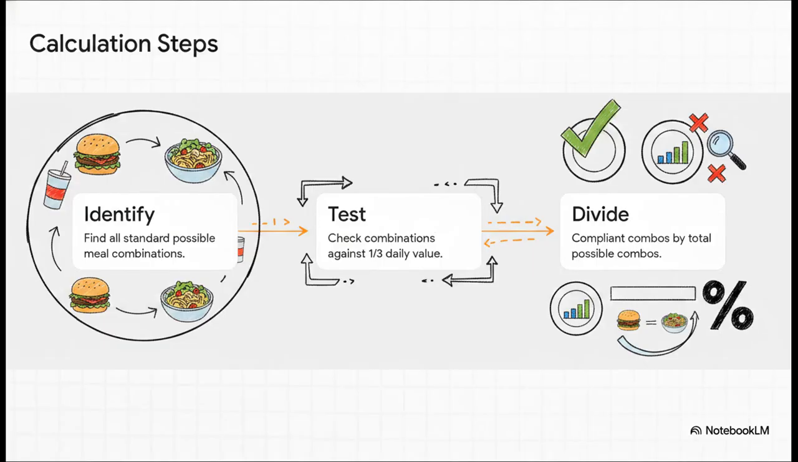So let's walk through the actual math. It's like a three-step puzzle. Step 1, identify every single possible standard meal combination your restaurant offers. Step 2, test them. How many of those combos actually hit that 1/3 daily value mark based on your local dietary guidelines? Step 3, simply divide your compliant combos by your total possible combos. That resulting percentage, that is your golden number to report.